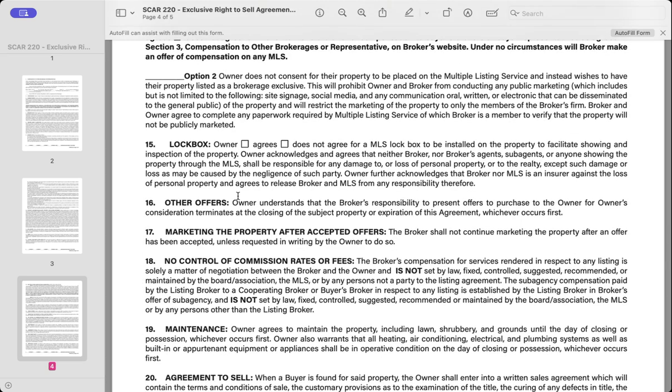Section 15, this describes whether or not the owner would agree for a lockbox to be installed on the property. Section 16, this explains that the owner understands that it's the broker's responsibility to present all offers, and that responsibility to present all offers terminates once this property closes or the expiration of this agreement, whichever occurs first. Section 17 indicates that the broker will not continue to market the property after an offer has been accepted.